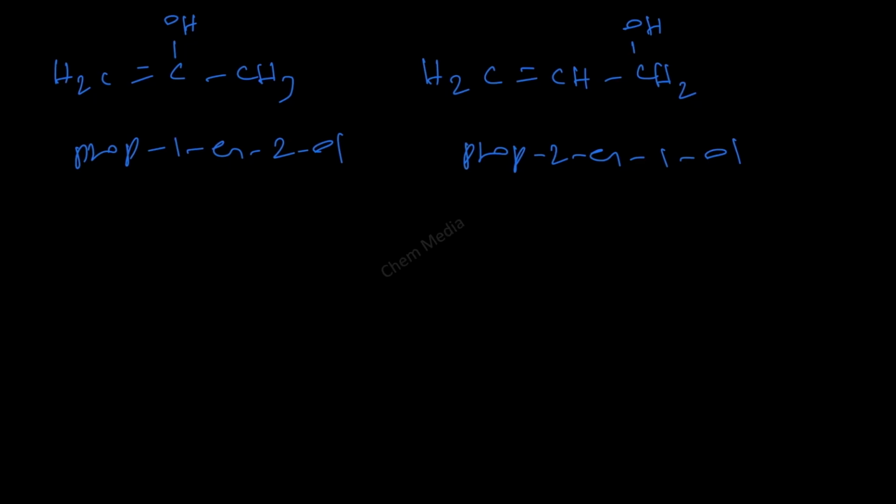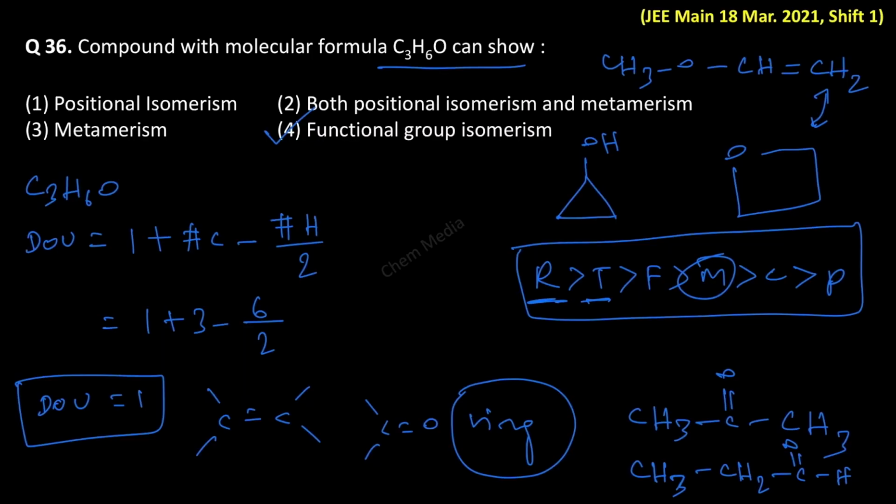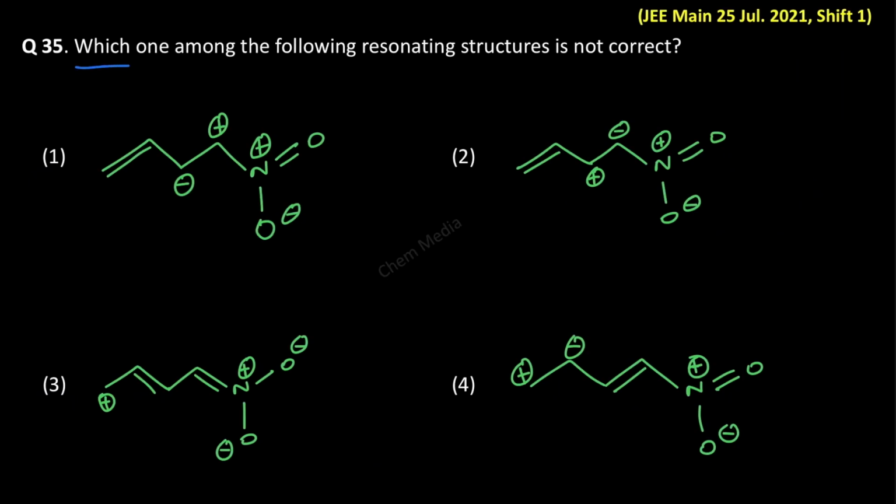However, because of the precedence rule, we have to choose functional isomerism as the correct choice in this case. Therefore, option 4 is correct. Which one among the following resonating structures is not correct?